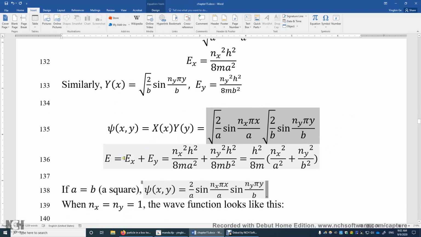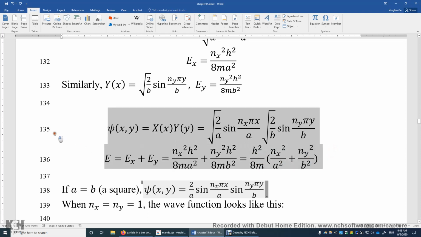The total energy is E_x plus E_y. Remember, energy is additive. Do not multiply an energy by another energy. That does not make sense. We are adding up the energy in the x direction and that in the y direction. So it's over here. They have a common factor, h squared over 2m, and then we have these two together in the parentheses. This is fairly simple.